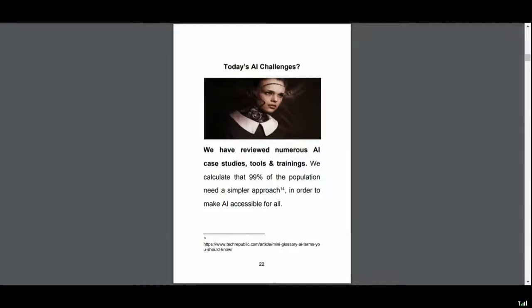As a result, we've come to the firm conclusion, looking at the success case studies in this area, talking to companies that want to use it in their business intelligence processes, and looking at the available tools out there, that the vast majority of the population who have limited technical skills or interest and limited so-called data science skills, which I calculate to be up to 99% of the population by a rough estimate, need a simple approach in order to make this technique more accessible for all. And we'll talk about how we do that.